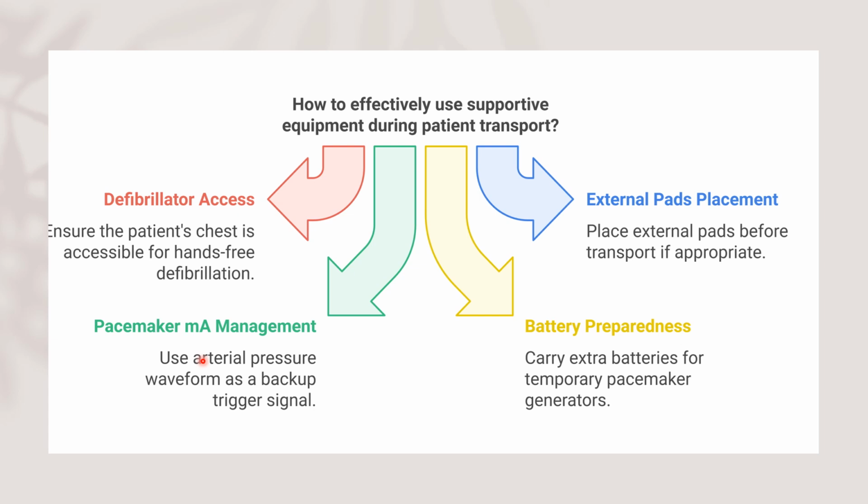This is the presence of a connecting pacemaker. It may interfere with ECG utilization or ECG triggering for the balloon. So at that time we can connect the arterial pressure waveform as a backup to trigger the signals. We should also have battery preparation, to carry extra batteries for a temporary pacemaker and generator, and also extra batteries for the intra-aortic balloon itself.